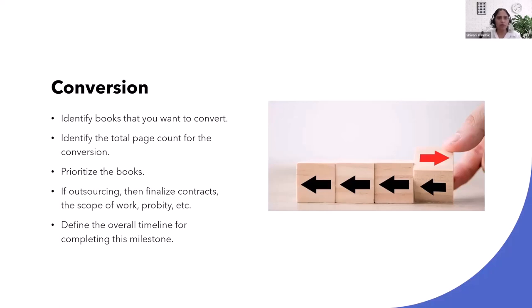Identify books that you want to convert. Identify the total page count for the conversion. Prioritize the books. If outsourcing, then finalize the contracts, the scope of work, and pricing. Define the overall timeline for completing the milestone.